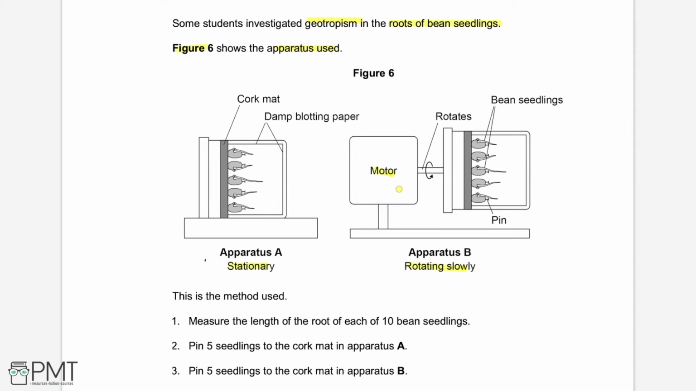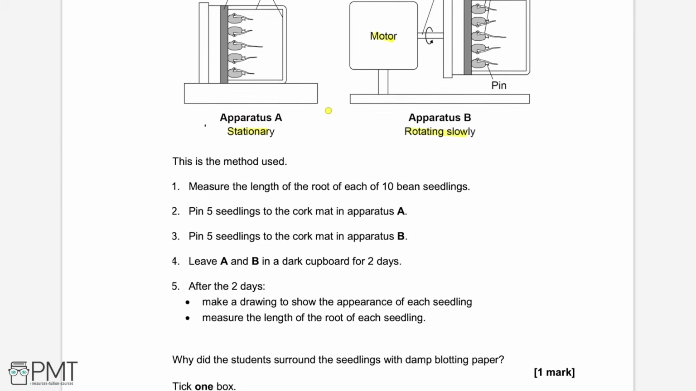Both have a cork mat onto which beans have been pinned. From the beans, roots are growing, which will presumably be measured. Let's read the method. This is the method used.